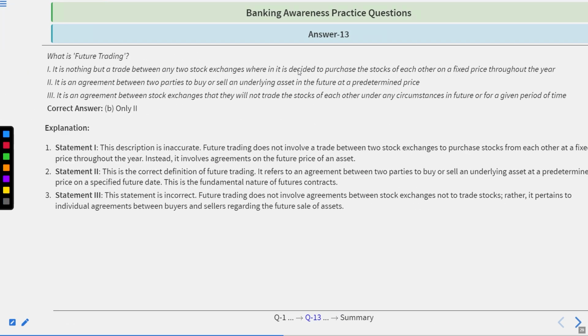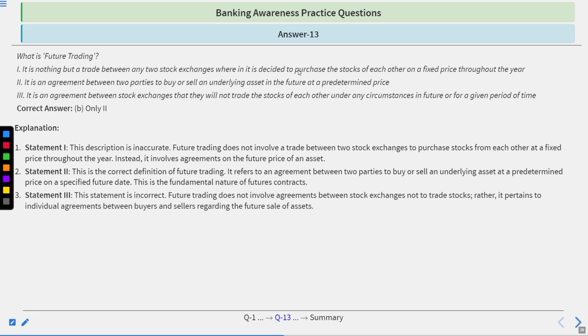Time's up. The correct answer is B, only the second. Go by the explanation. Statement 1 is inaccurate. Future trading does not involve a trade between two stock exchanges to purchase stock from each other at a fixed price throughout the year, but instead involves agreements on the future price of an asset. Statement 2: the correct definition of future trading refers to an agreement between two parties to buy or sell an underlying asset at a predetermined price on a specific future date. This is the fundamental nature of futures contracts. Statement 3 is incorrect. Future trading does not involve agreements between stock exchanges not to trade stocks. Rather, it pertains to individual agreements between buyers and sellers regarding the future sale of assets.